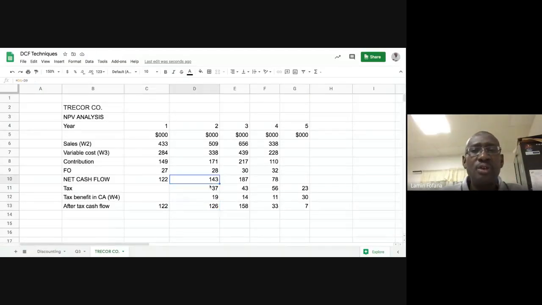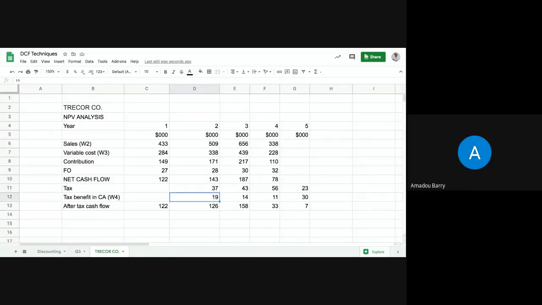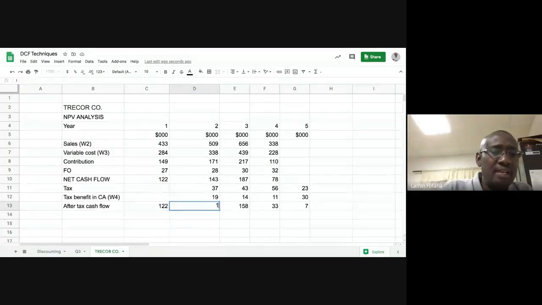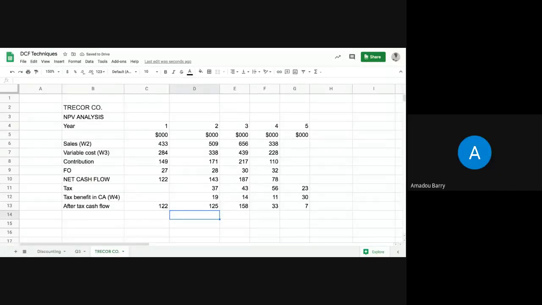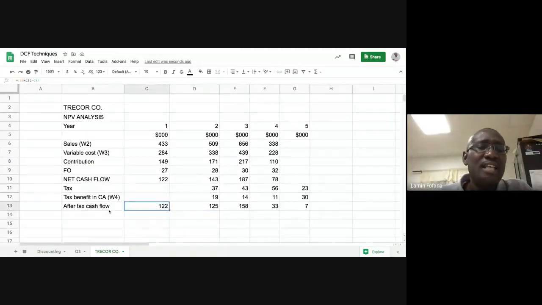Okay. So you have same numbers here. 143, 37. That is, let's say after tax. Yes, because there is a rounding up there, so this should have been 125. It's due to rounding. What I want to know, how do we arrive to the after-tax cash flow? Yes, yes.